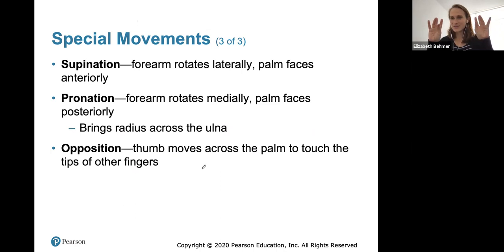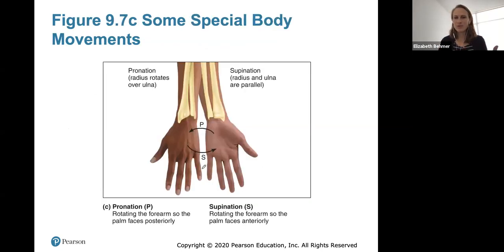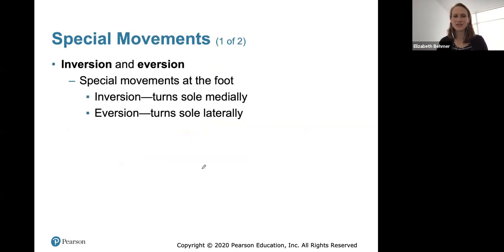And oftentimes, I have a lot of experience with this because my daughter broke her arm. The doctors will see if they can do that, because that will tell them if the ulna and radius are working well. So that's opposition, touching your thumb to all other fingers. So here's a look at pronation and supination, and then opposition.